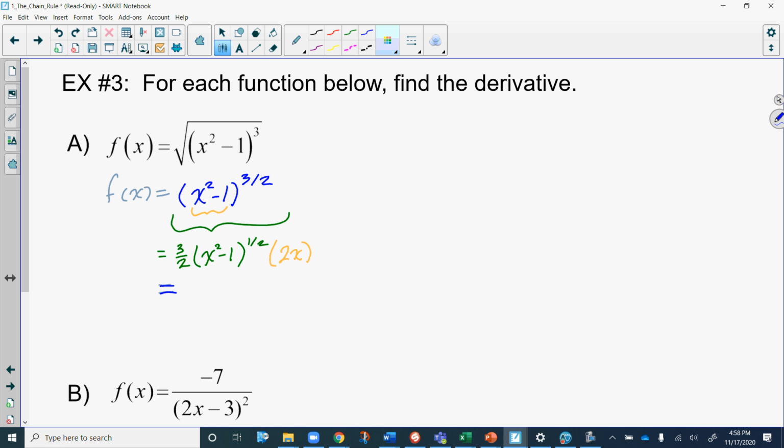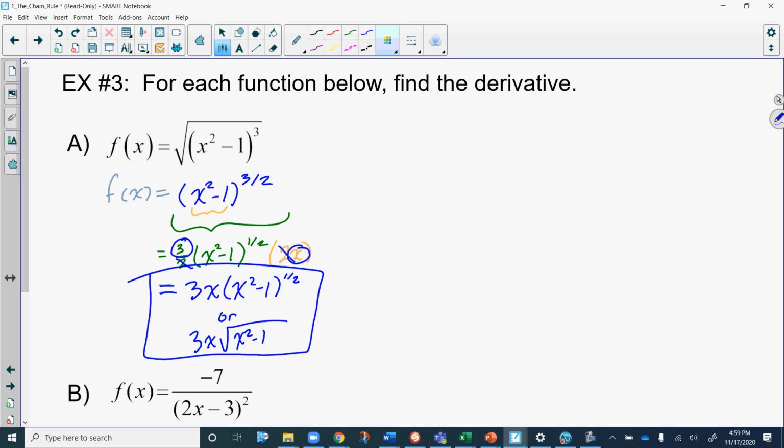So here, this 2 and this 2 will simplify to be 1. So I have 3 times x. This 3 will get multiplied to the remaining x here, so that'll give me 3x times, and you can either leave this in radical form, saying x squared minus 1 to the 1/2 power, or some people may prefer it to be 3x times the square root of x squared minus 1. Either one of those would be acceptable. Okay?